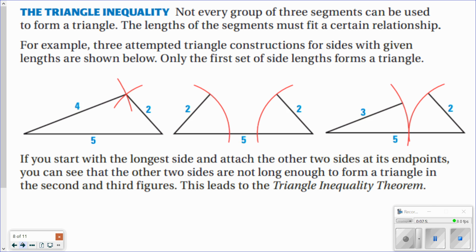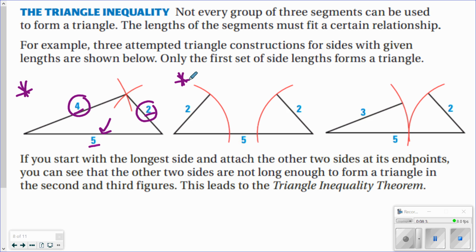All right, so if I look at these 3 triangles, this first one here, my side lengths are 5, 4, and 2. This creates a triangle. Why? Well, when we add up 4 and 2 together, it is greater than 5. Now let's look at our second example. You notice that our side lengths are 2, 2, and 5.